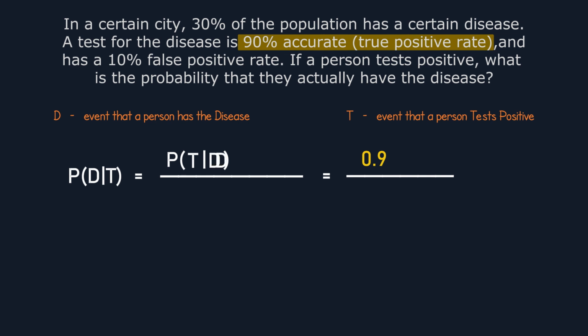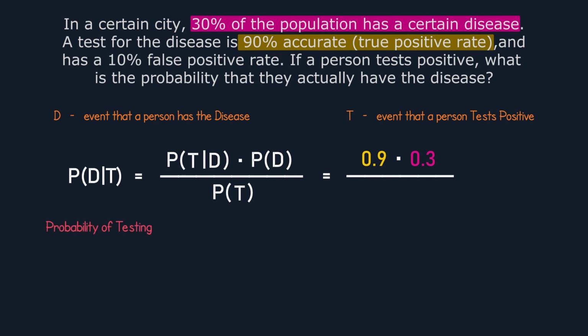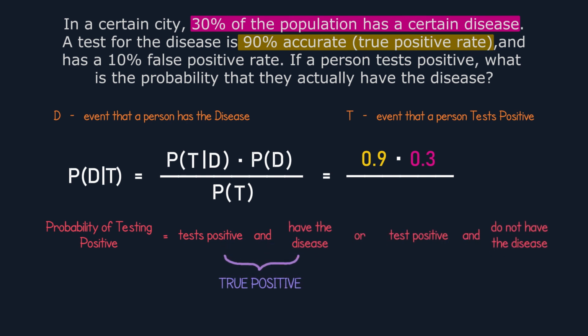Now, as before, the probability of whatever is on the right side should be multiplied on this term. So we multiply this by the probability of having the disease, which is 30%, or 0.3. Now for the denominator, we need the total probability of testing positive, which includes both true positives and false positives. So we have two possibilities. A person tests positive and they have the disease, or a person tests positive and they do not have the disease, which is false positive.